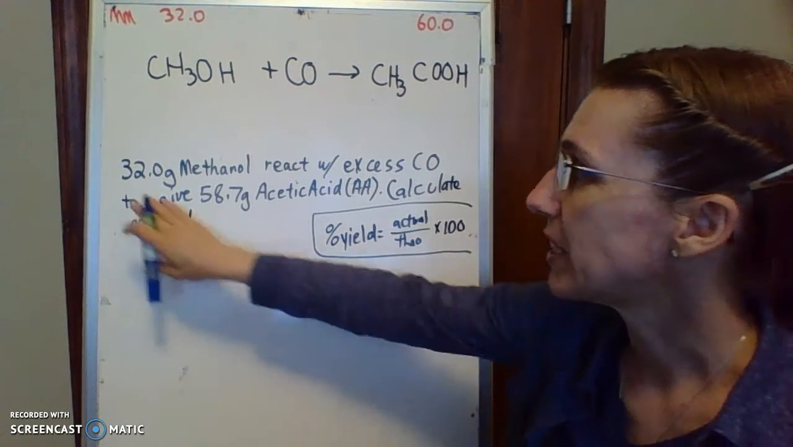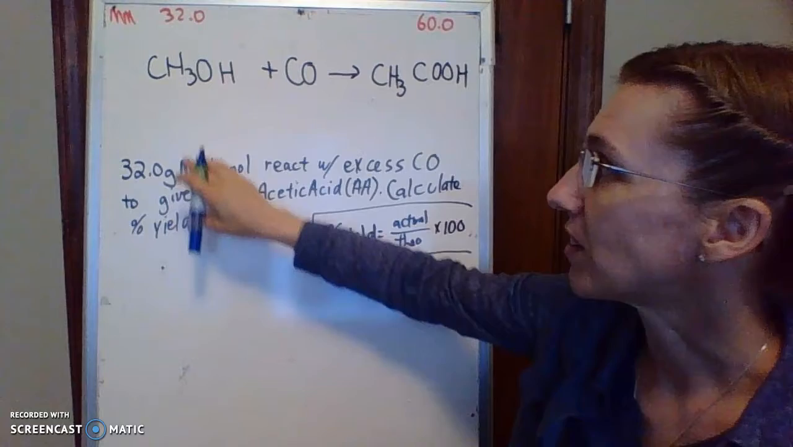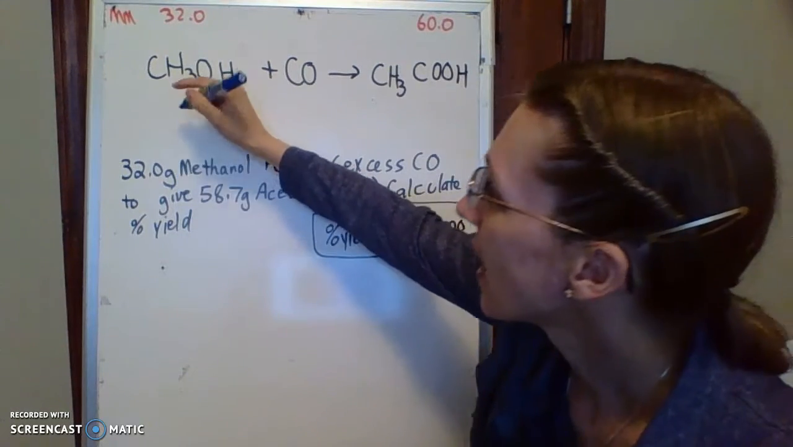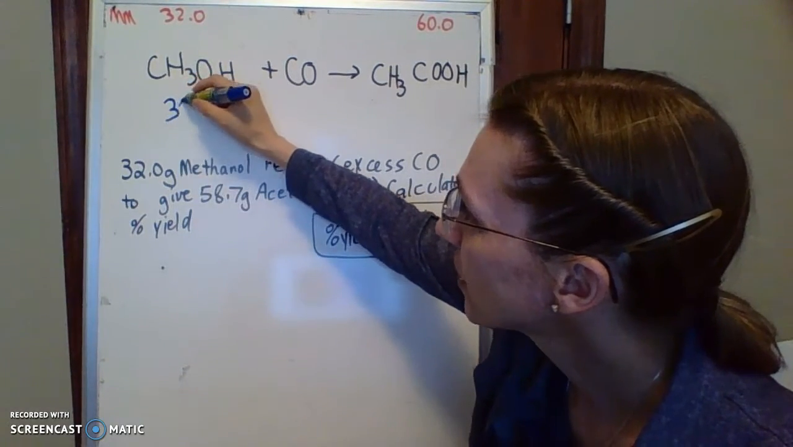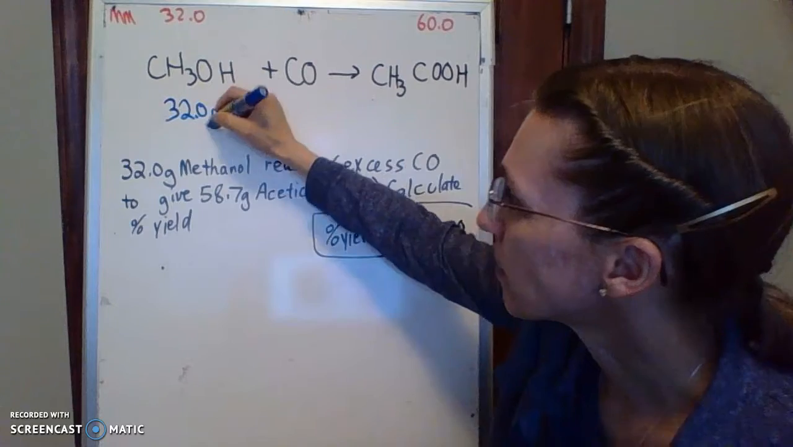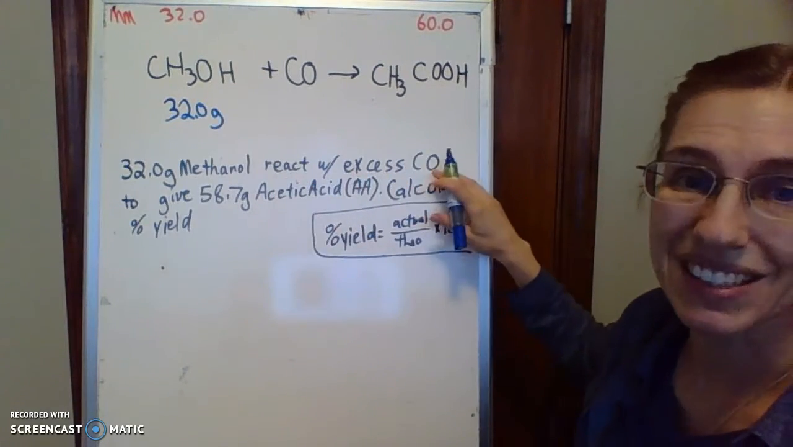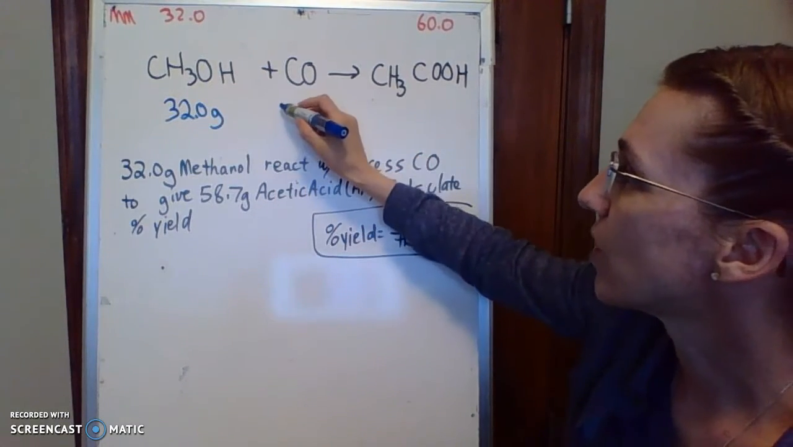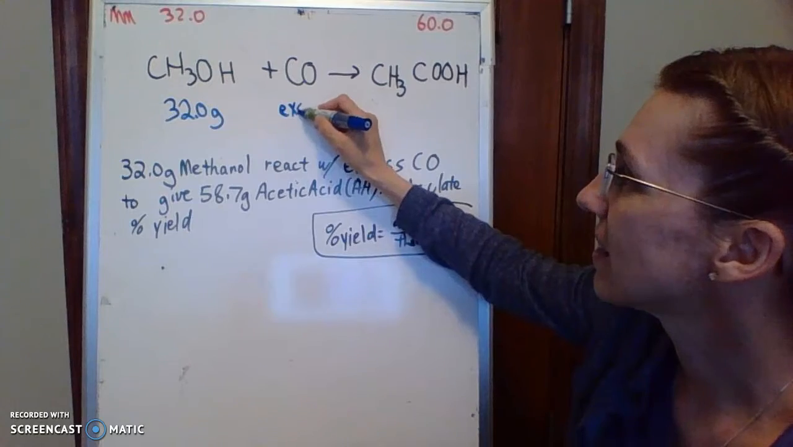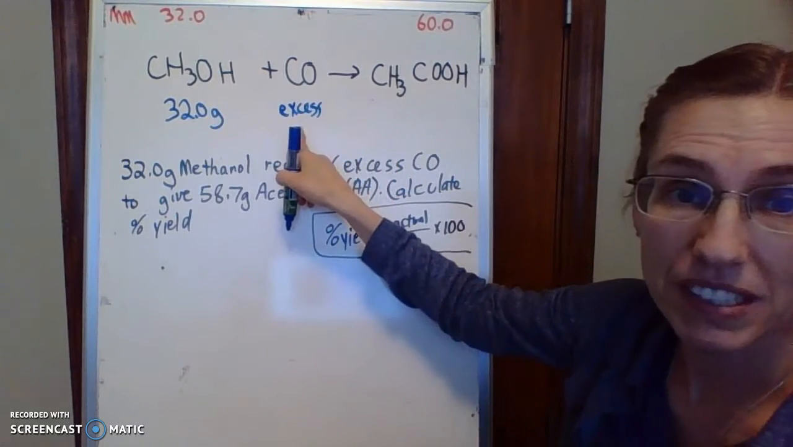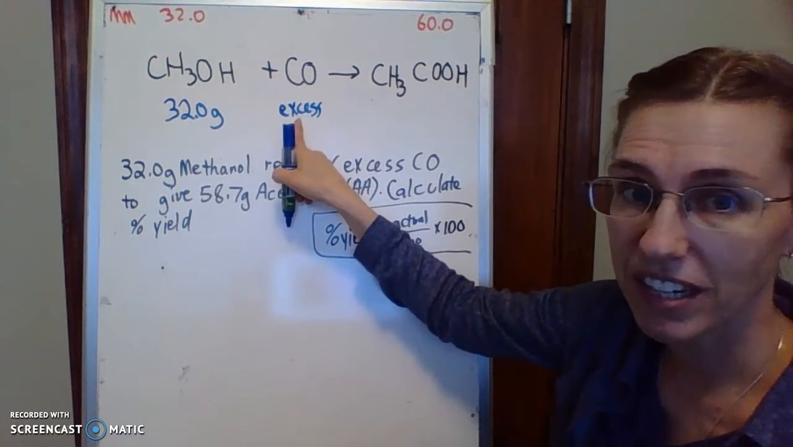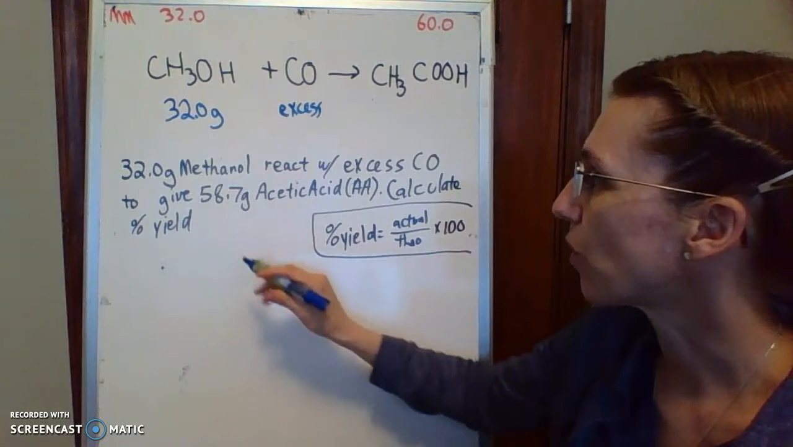So this problem reads, we've got 32 grams of methanol. Here's methanol. And so we've got 32.0 grams of it. And it reacts with excess CO. Here's our CO. So we have excess here. Right there, that's always a plus because that means we're not dealing with a limiting reagent problem. It's just a very straightforward problem.